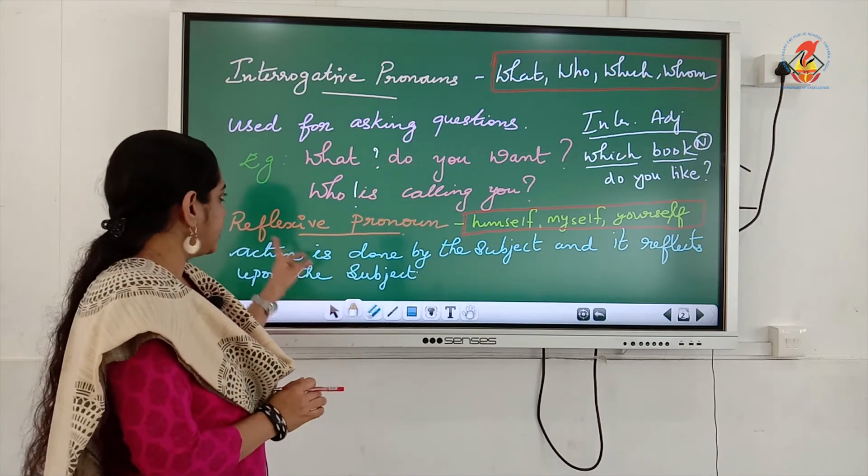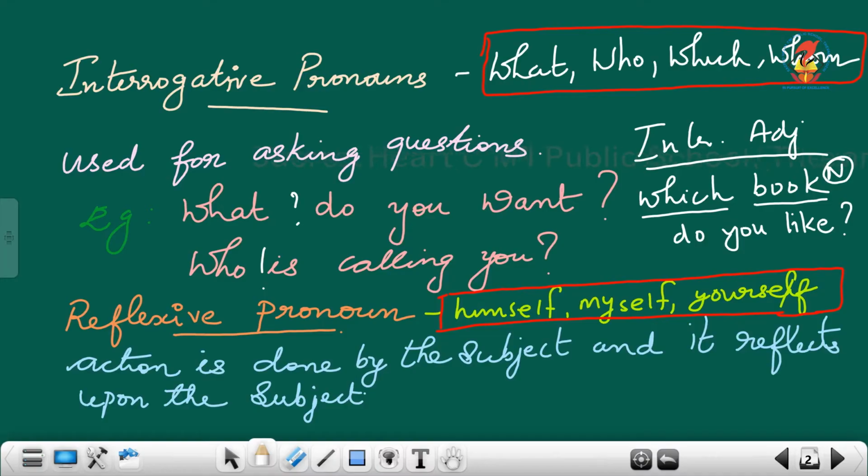Now, the next one is reflexive pronoun. Reflexive pronoun means words like himself, myself, yourself, ourselves, all these are reflexive pronouns. And what do you mean by a reflexive pronoun? A reflexive pronoun is a pronoun which is used to show that an action is done by the subject and it reflects on the subject itself.